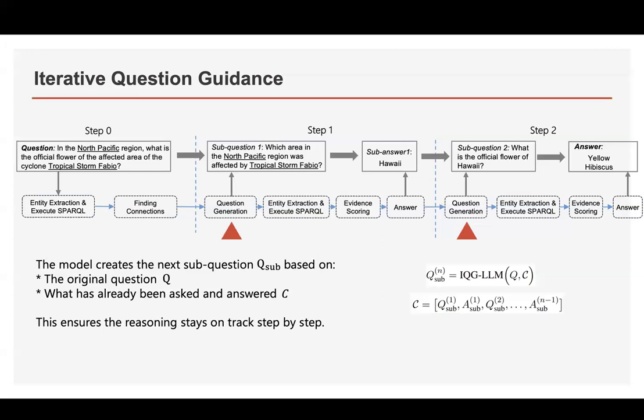In this paradigm I want to ensure that the reasoning stays on track step by step. So it looks like prompt engineering in this step. Yes.